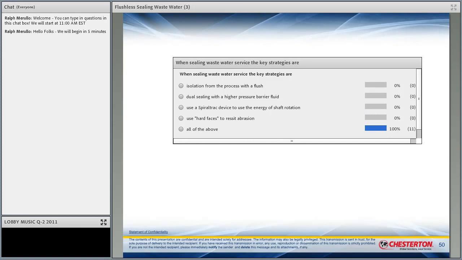All right. All of the above was really what I was looking for. Exactly right. If you can have a flush, you want to isolate the seal from the process with a restriction bushing or a throat, some kind of a 14K or something like that. Make it as big as you can. That's one way to do it. If you cannot have a flush, you could use a dual seal. You might be able to use a spiral track, hard face, spiral track, but you definitely want to use hard faces to resist abrasion. So all of the above. Okay, very good.